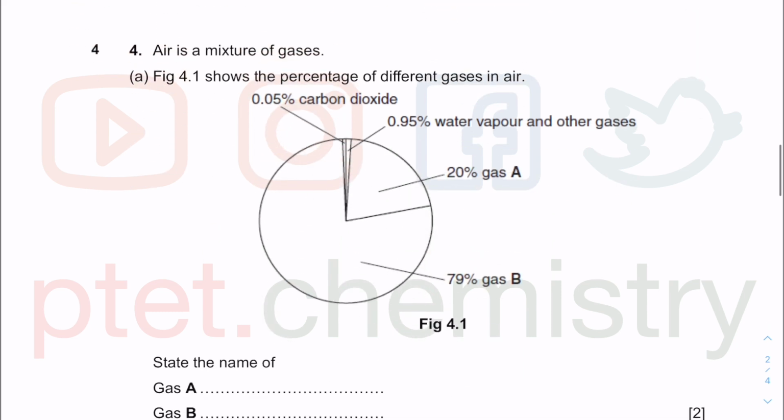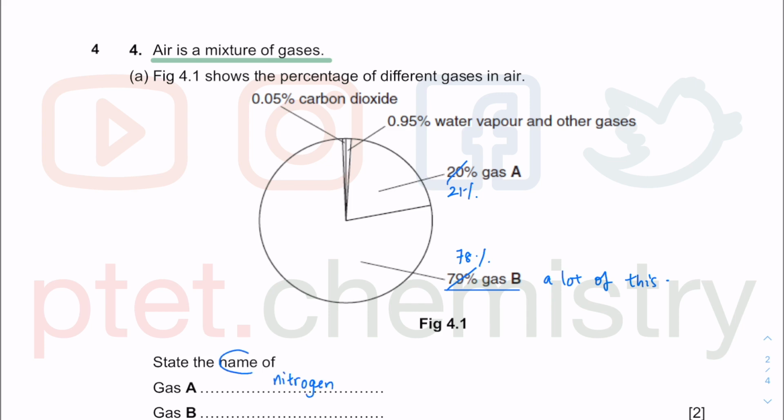Question number 4, we have air. Air is a mixture of gases. This air is an English word. It's the air that we are breathing in. We have 79% of gas B, so a lot of these. Technically speaking, it should be 78% in dry air and 21% of the other gas. As we know from our syllabus, we know that this huge composition of the air is actually nitrogen gas, because they want the name, they don't want the formula, they want the name.